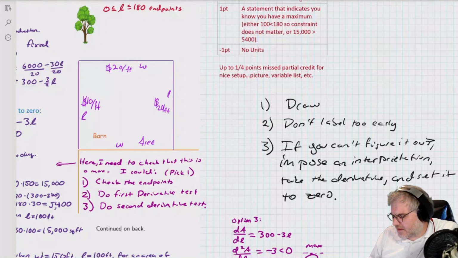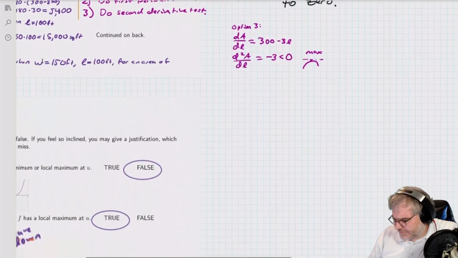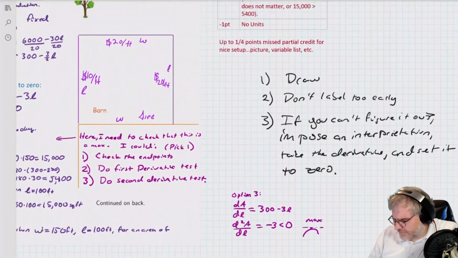But you have to play with it. That's basically what I can say. Does that answer your question? You have to play with these problems.